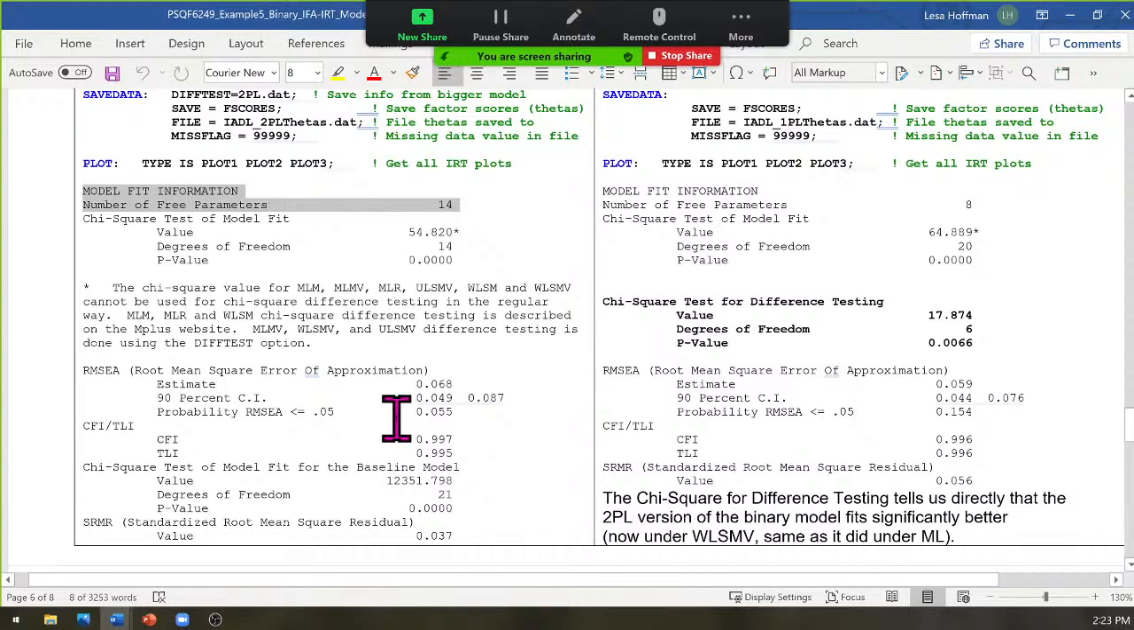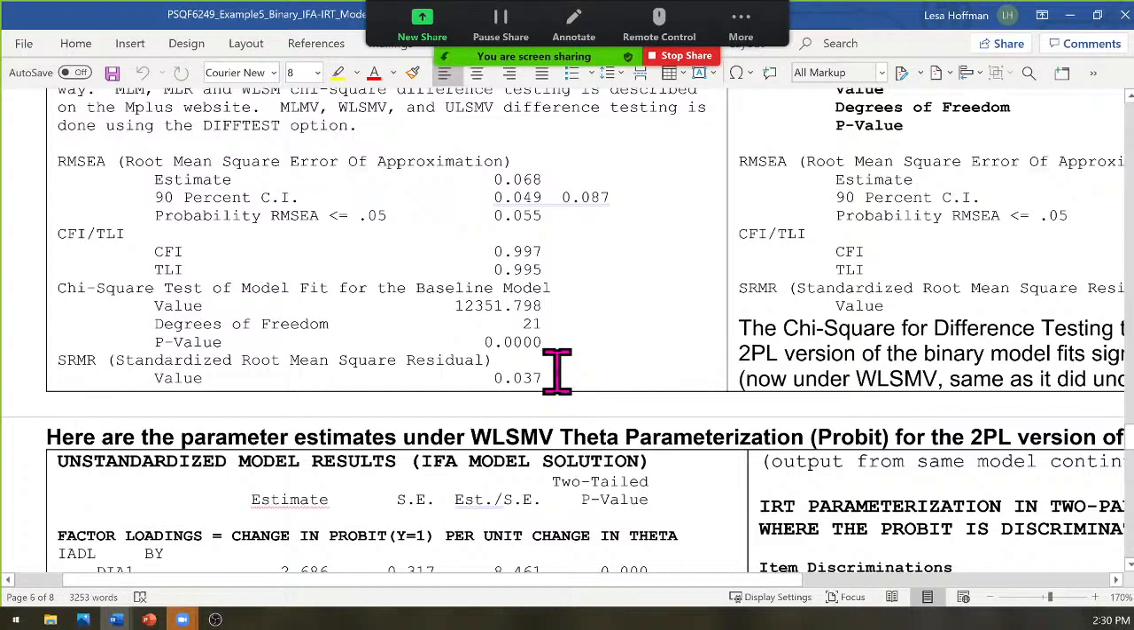More to fewer. And yes, RMSEA of 0.068, CFI and TLI of 0.99, and SRMR of 0.04, all of these things would say this model is pretty good. So it fits well in an absolute sense. 2PL fits better than 1PL. 1PL fits worse than 2PL.